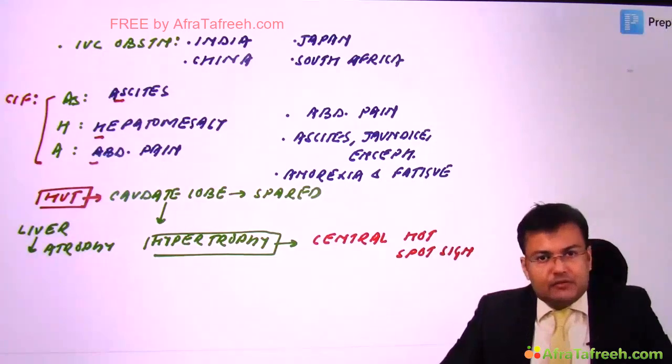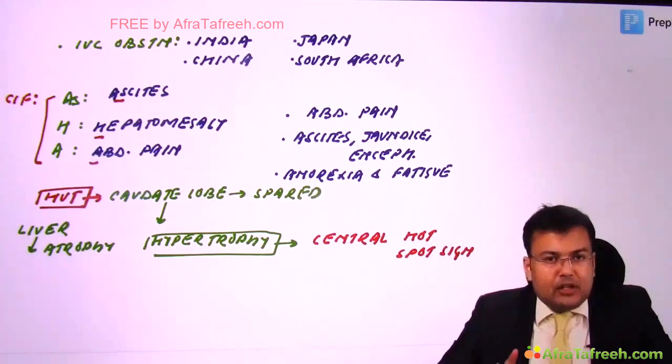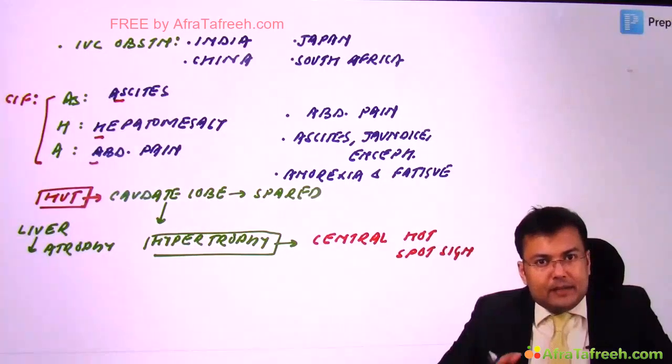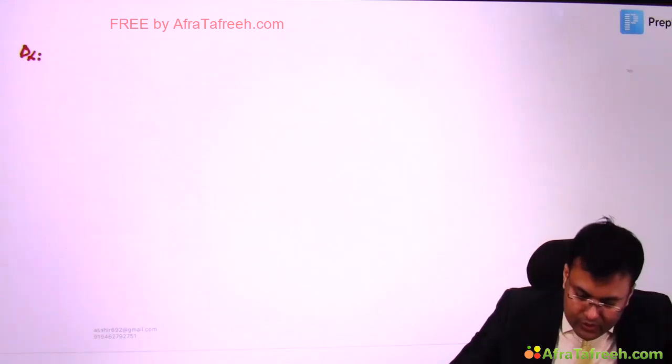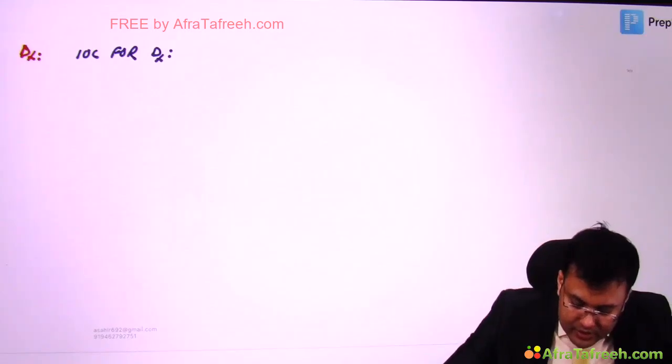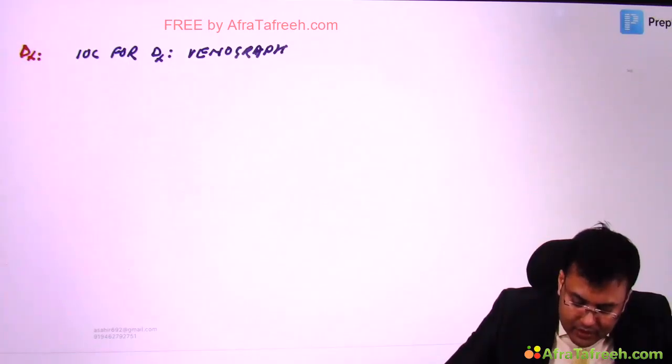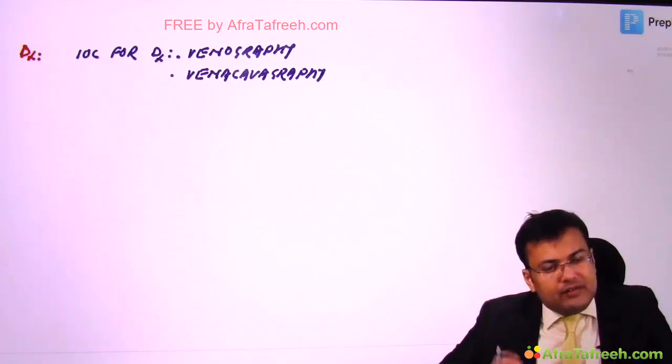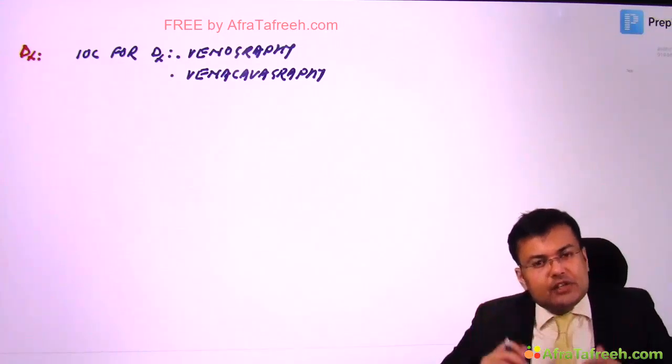Now what is the investigation of choice for diagnosis? See, where is the pathology? Pathology is in the hepatic vein, right? So what is the investigation of choice? Venography. And if pathology is there in the vena cava, it's vena cavography. So the investigation of choice for diagnosis depends on the etiology. It is either venography or vena cavography. Clear? Whenever we are performing venography, if there is hepatic vein thrombosis, there is formation of collaterals.